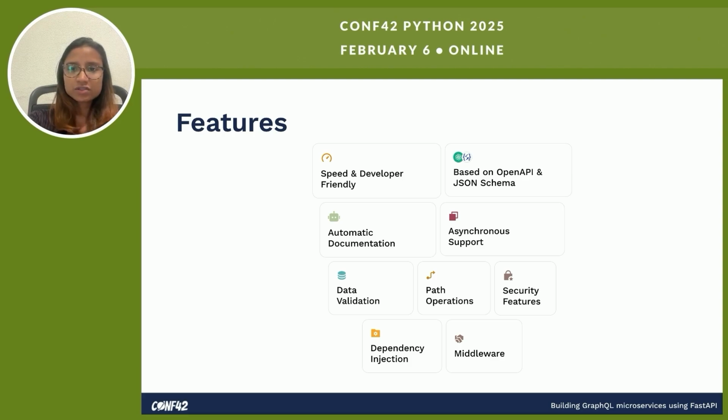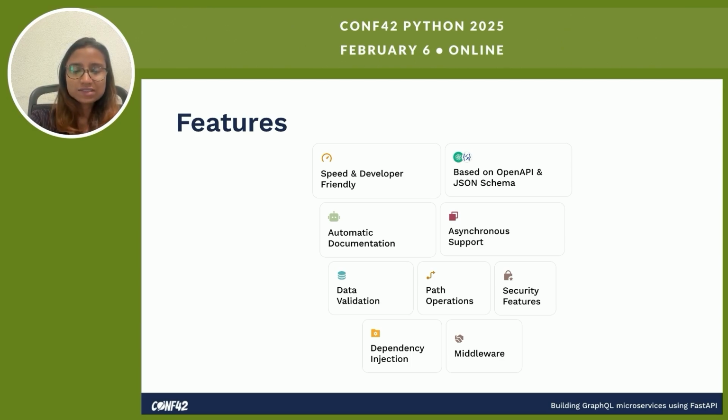And the next one is based on OpenAPI and JSON Schema. FastAPI automatically generates OpenAPI specifications and JSON Schema documentation for APIs, providing an industry standard way to describe and interact with your endpoints. Next comes the automatic documentation, and it generates interactive API documentation using Swagger UI, etc. So it makes it easier for developers to explore and test the API directly from the browser.